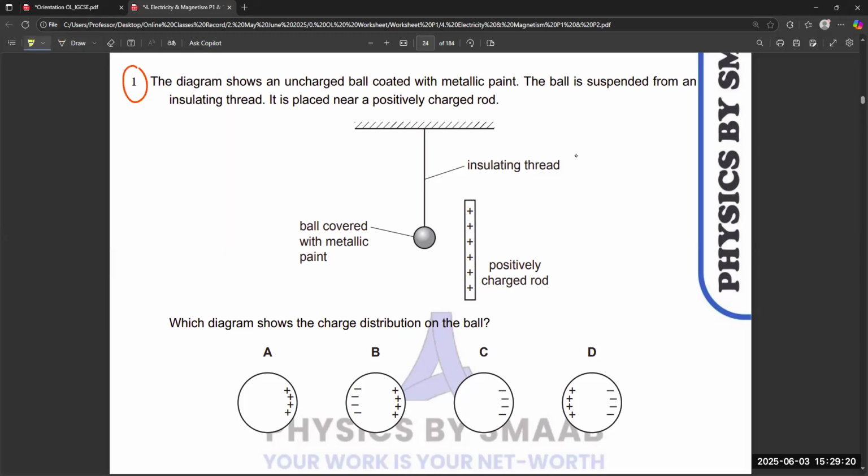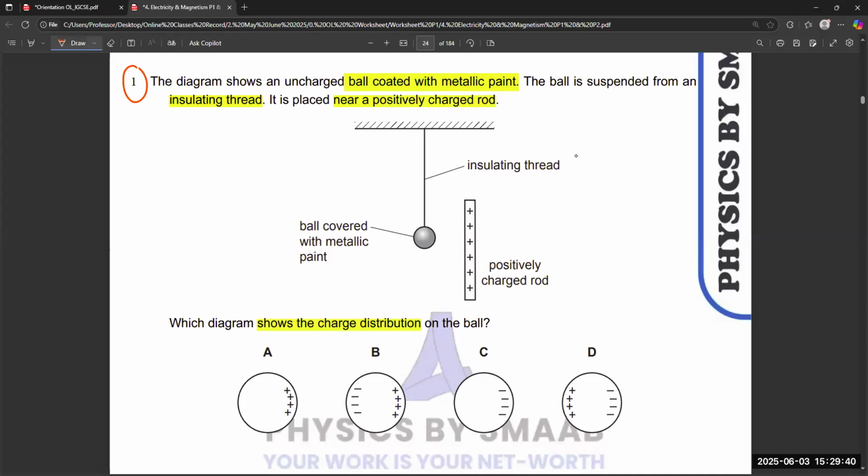So there is a metallic ball. Metallic means we know we are talking about the free electrons idea, and it is suspended from an insulating thread, and now it is placed near a positively charged rod. So which diagram shows the charge distribution on the ball?